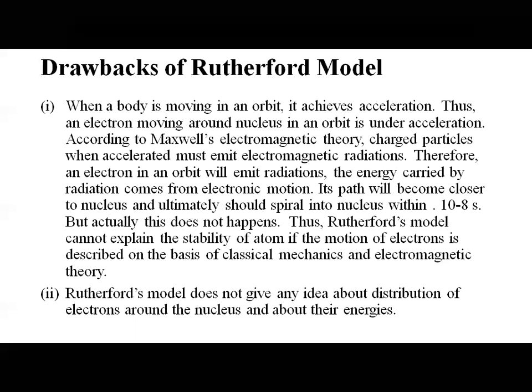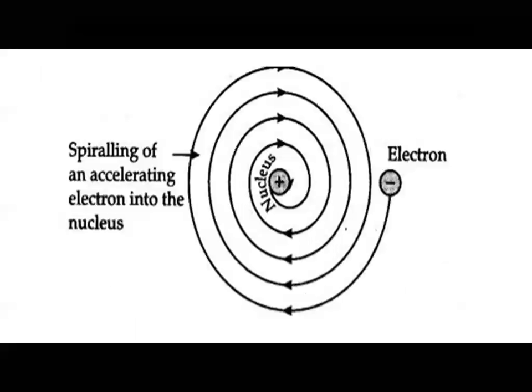The energy carried by the radiations comes from electronic motion. So when it goes on losing energy, what will happen? The path will become closer to the nucleus, and ultimately it will fall into the nucleus within 10 raised to minus 8 seconds. But Rutherford said it will not fall. Obviously, it does not happen; electrons do not fall into the nucleus. Rutherford said it does not fall, but he could not explain why. Therefore, Rutherford's model cannot explain the stability of an atom if the motion of electrons is described on the basis of classical mechanics.